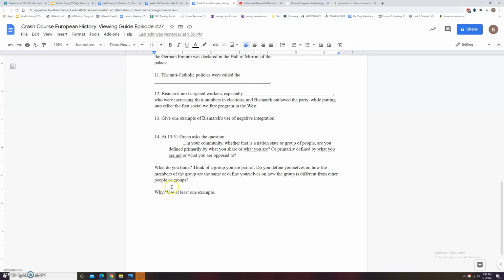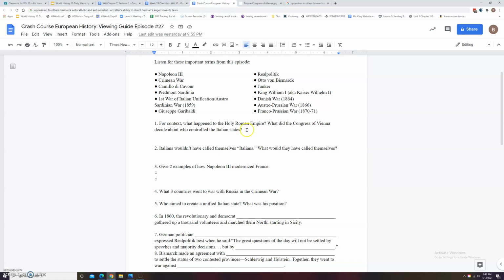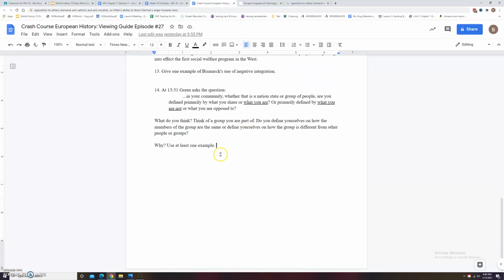Why do you think of yourselves as a group of people that are the same, or a group of people that you define by how you're different from another group? Give me an example of that. An example in history, and the reason I want to hit on this so much, is Bismarck. He unified people by being anti-Catholic. He also unified people by being anti-socialist. Both of these ideas he was against, and that's how he rallied people around him, by pointing out the differences between his group of people and others.